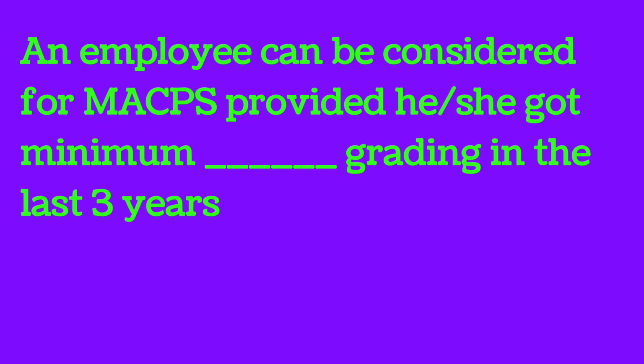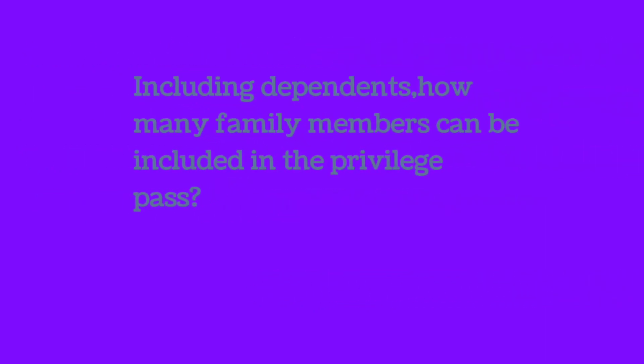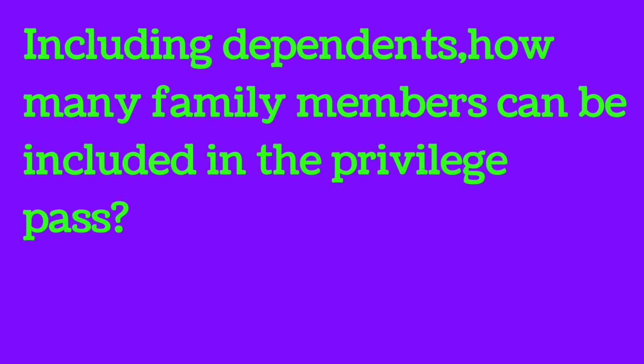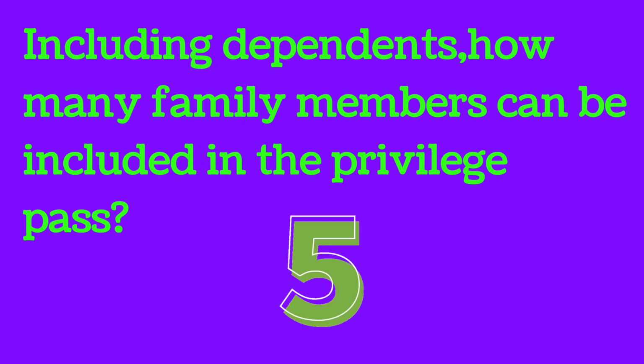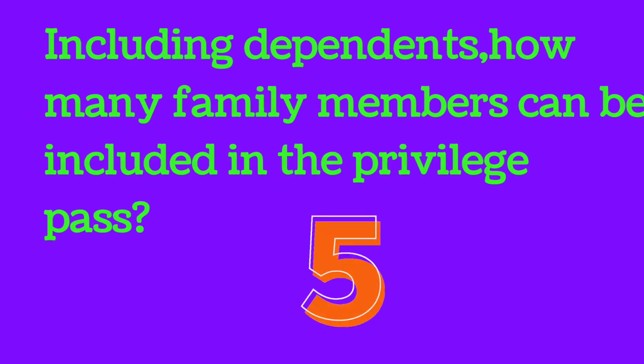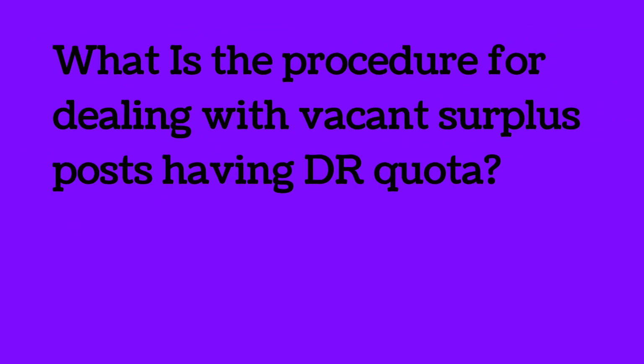This is part 1. I create 2 videos on the same question paper. This is first part. The first question is, an employee can be considered for MSCP provided he or she got minimum dash grading in the last 3 years. That is very good. Next question, including dependents, how many family members can be included in the privilege pass? That is total 5. Including dependent, total 5 members can be included.